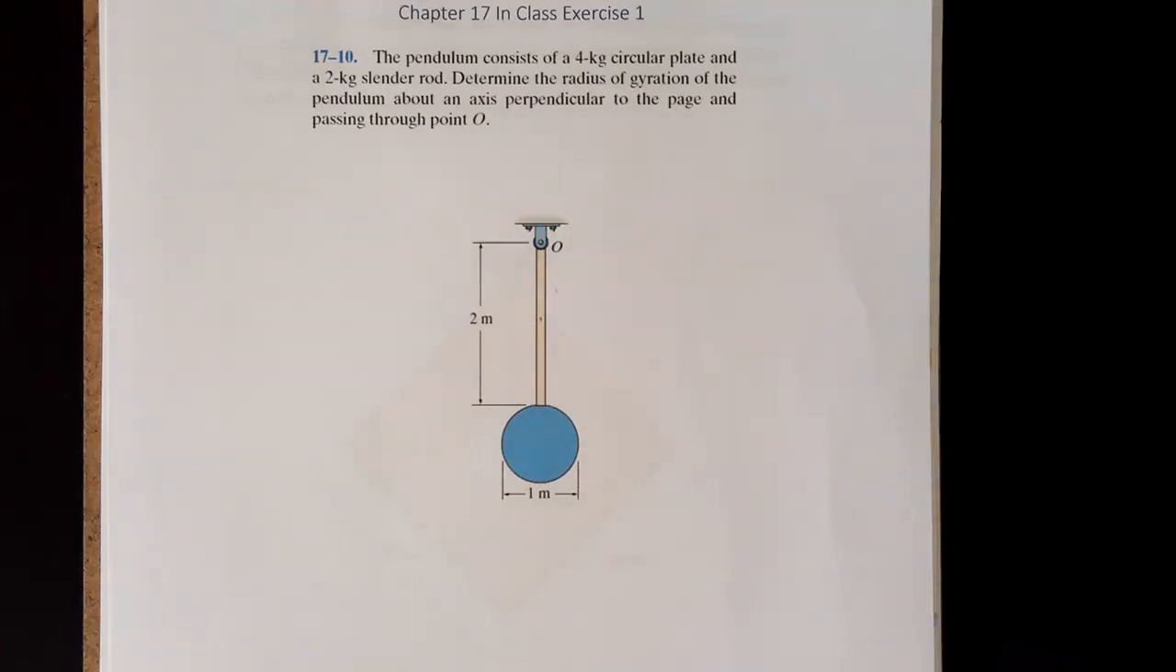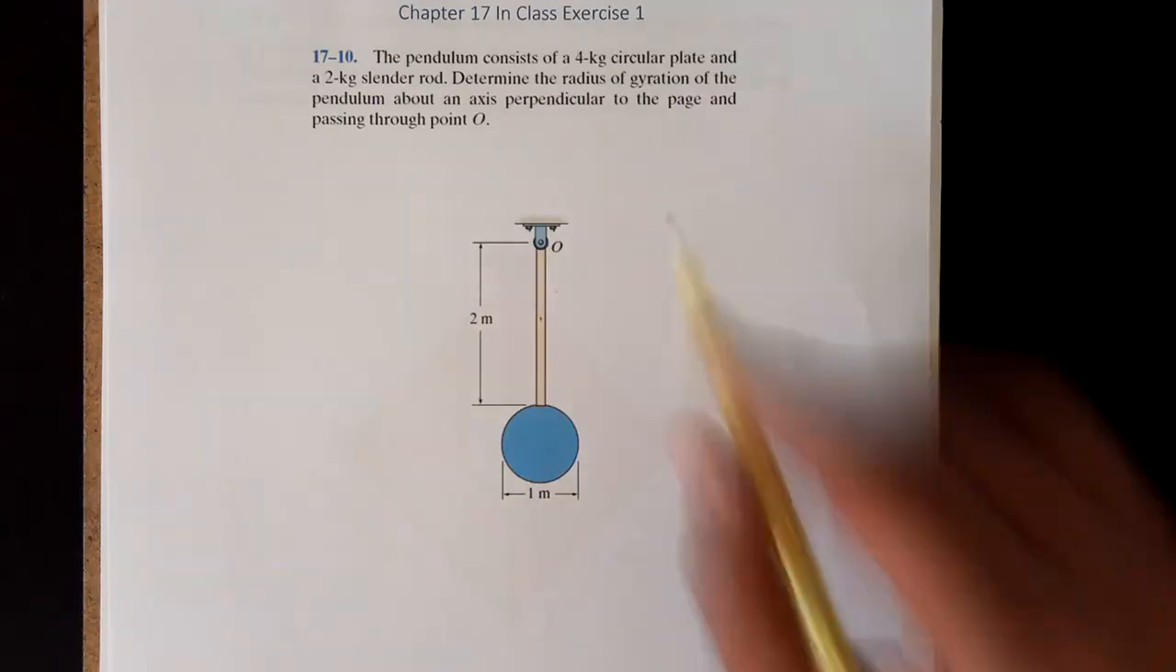So in this problem, we need to calculate the moment of inertia of the pendulum with respect to the z-axis passing through O. So let's read the problem statement. The pendulum consists of a 4 kilogram circular plate and a 2 kilogram slender rod. Determine the radius of gyration of the pendulum about an axis perpendicular to the page and passing through O.